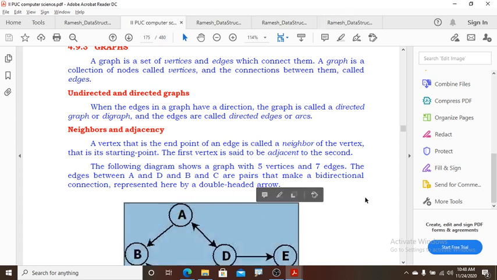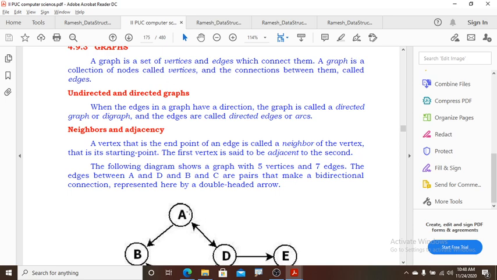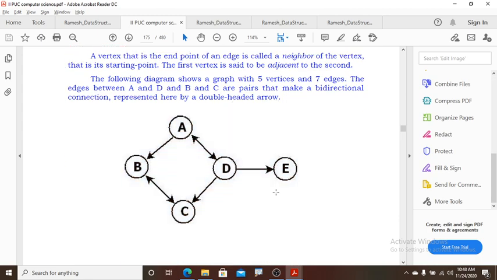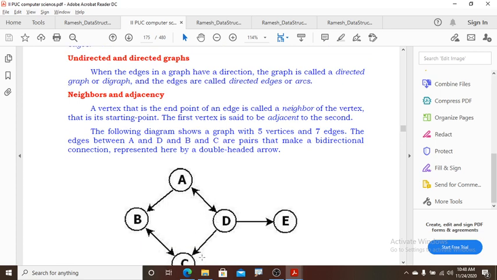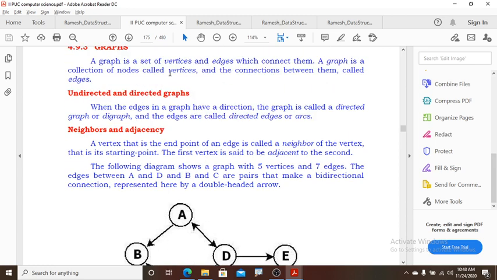A graph is a collection of nodes called vertices. So the collection of nodes, A node, B node, D node, E node, C node, these are vertices. And the connections between them: A and B have a connection, B and C have a connection, D and C have a connection, D and E have a connection. The connections between them are called edges. Vertices are these circles, and edges are like arrow marks.